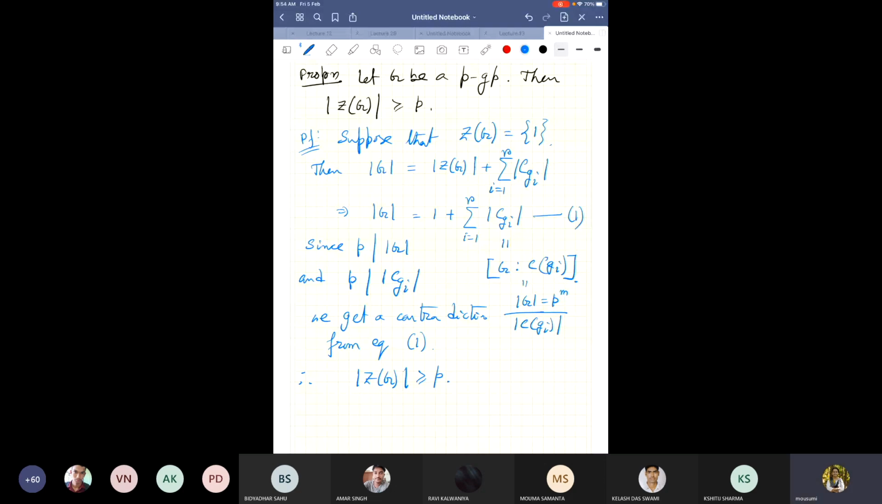But why will it be greater than or equal to p? Since it divides the order of the group, it can be at least p. Yes, correct, because the center is a subgroup. If it is non-trivial, then its order should divide the order of the group, and the order of the group is p to the power something. So it would have to be at least p. Good. Now the next application.